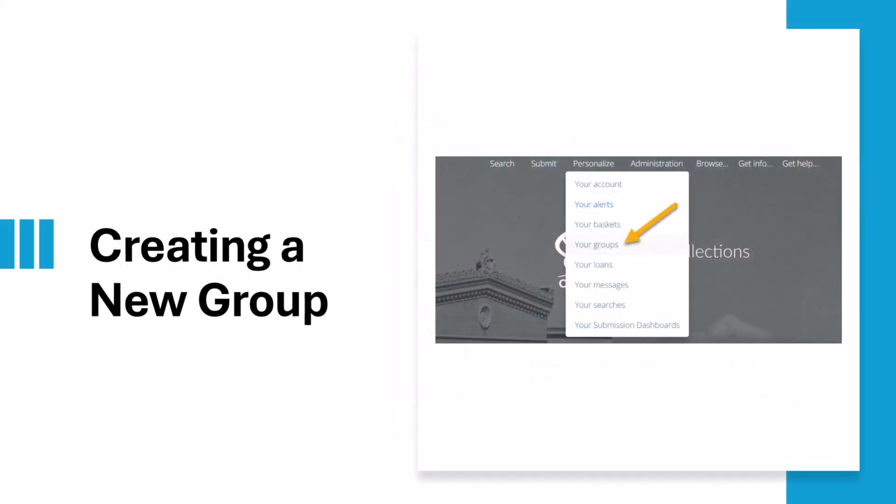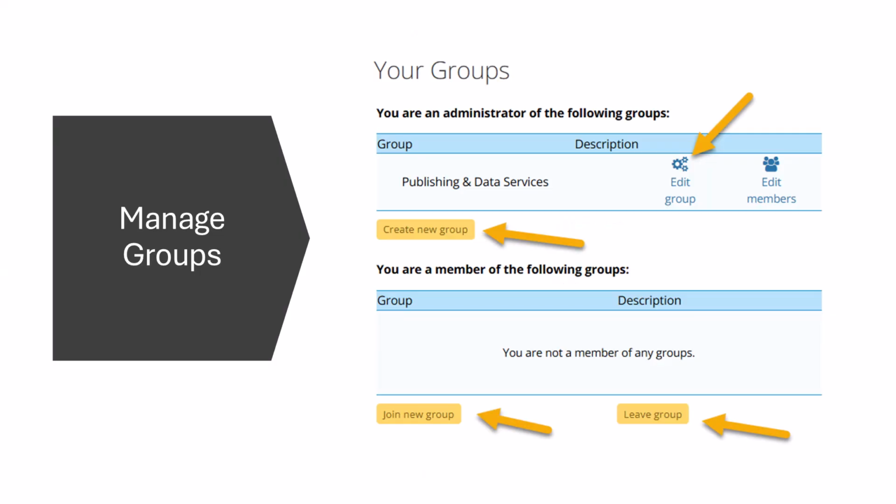To access existing groups or add new groups, hover over Personalize in the navigation menu and select Your Groups from the drop-down list. Once inside the Your Groups page, you have the option to create a new group, edit an existing group, join a group, or leave a group.